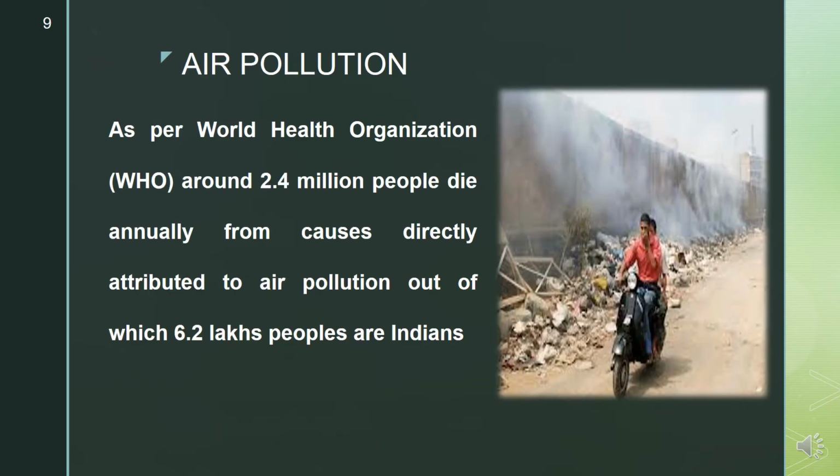As per World Health Organization data, around 2.4 million people die annually from causes directly attributed to air pollution, out of which 6.2 lakh people are Indians. According to the World Health Organization survey, about 2.4 million people are affected directly by air pollution every year. In that, about 6.4 lakh people are from India.